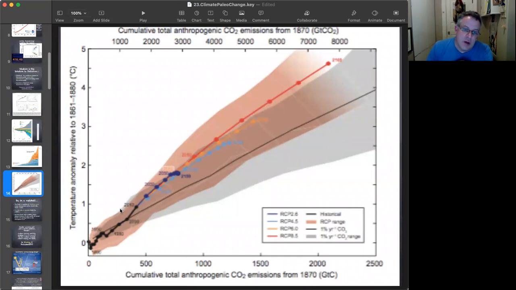And if we emit quickly, we will get to these high temperatures fast. If we emit slowly, we're still on the same pathway. We just don't get as far along the path as fast. So these dates are the years by which we reach different points.